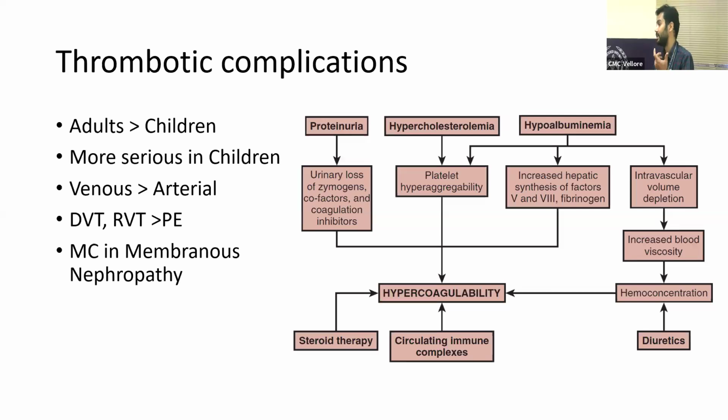They may present with CVT, seizures. Whereas in adults, venous thrombosis is more common than arterial thrombosis. In that, DVT is more common than pulmonary embolism. Among the glomerular diseases, membranous nephropathy is most commonly associated with thrombotic complications.